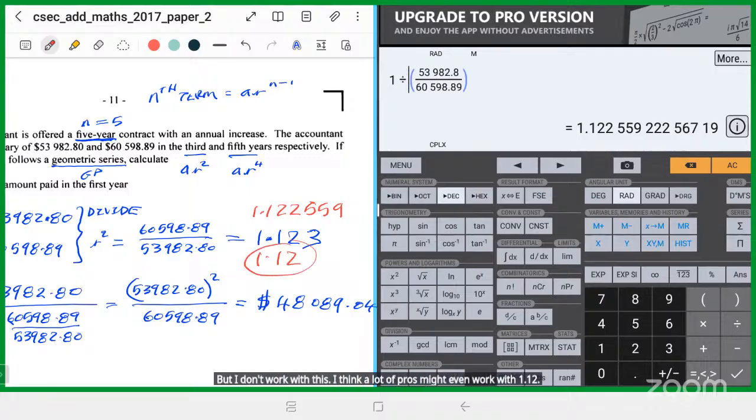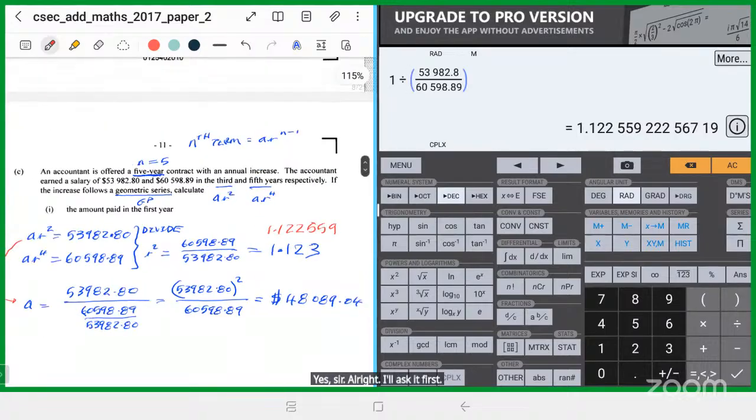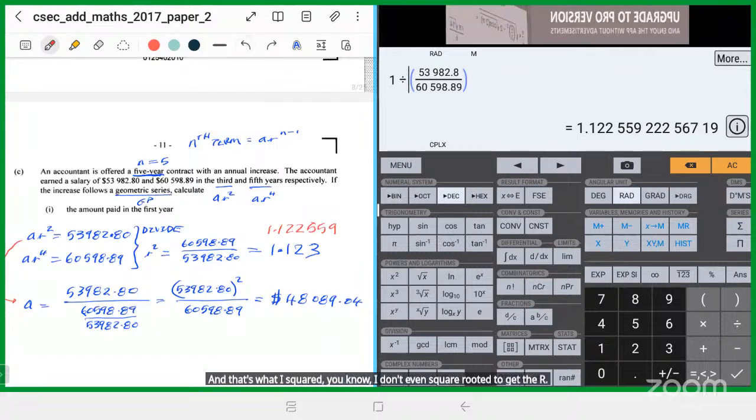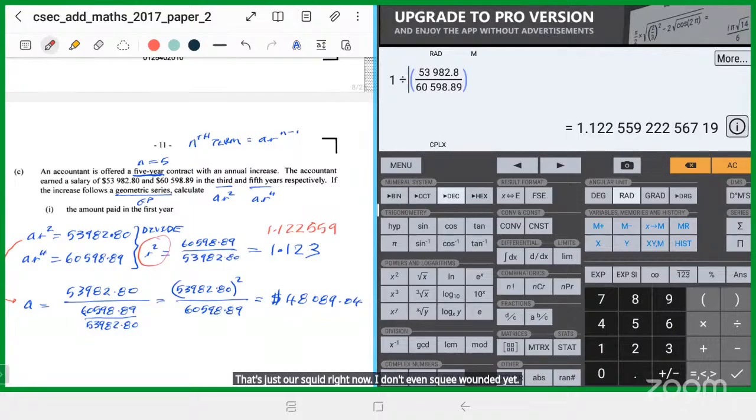If you work out the R first, or the R squared first, that's just R squared. I don't even square root it yet to get the R. So to get the R, I would have to square root this. So let's say I put the square root over this.